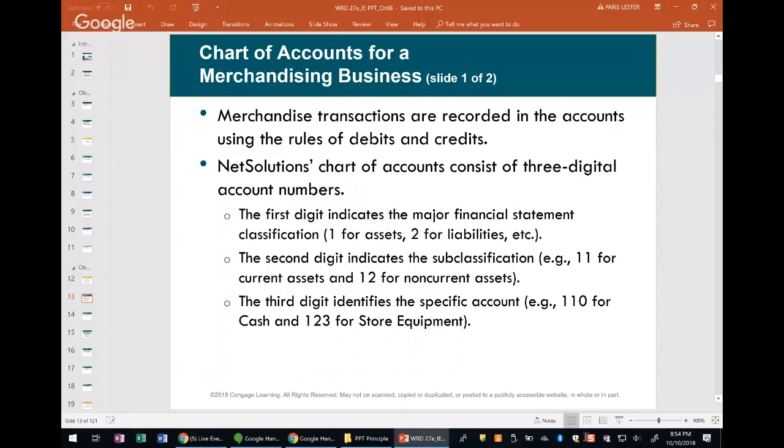Now, how about the seller when he sells it? What does he debit? He debits accounts receivable or cash and credits sales. But it requires two entries.